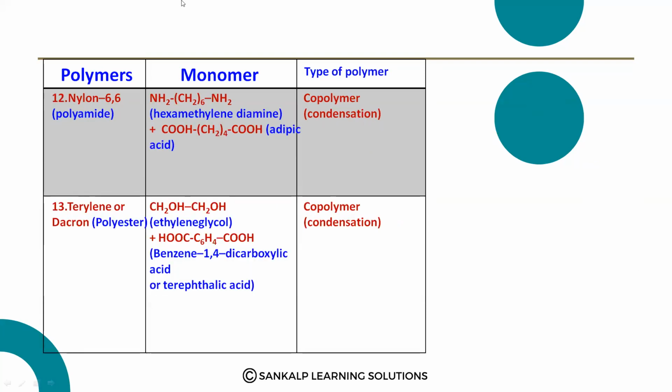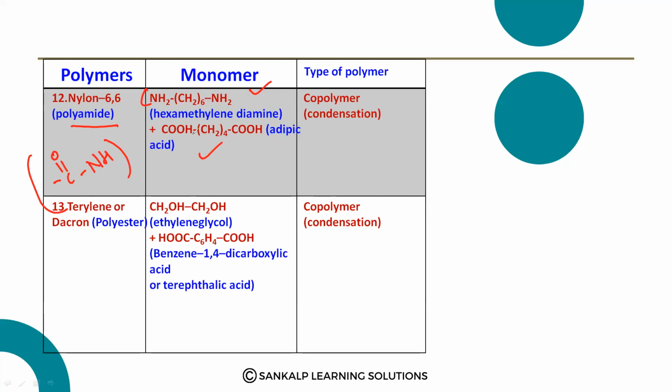So nylon 6,6 is an example of a polyamide. Okay, amide is what? C double bond O, N H. So it has an amide linkage in nylon 6,6. So which are the monomers used here? The monomers used are hexamethylene diamine and adipic acid. So please remember the structures and the monomers also. Okay, so there are two different monomers.